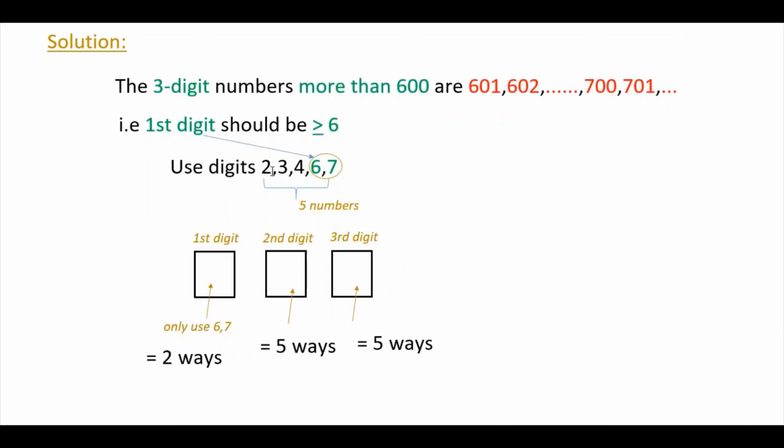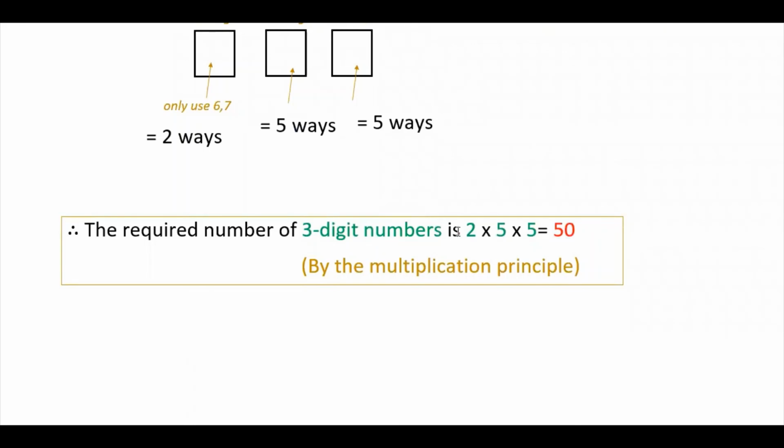In the second digit, there are total 5 numbers. So you can use any of these numbers. For example, 6, 6 2, then 4, 6 2 4. You can use any of these numbers in these two digits. But in the first digit, you have to use only 6 and 7. So here 2 ways and here 5 ways. And in the third digit also, 5 numbers you can use. So 5 ways, because here it is not mentioned, there is no repetition. You can repeat the numbers. So the required number of 3-digit numbers is 2 into 5 into 5, that is 50.